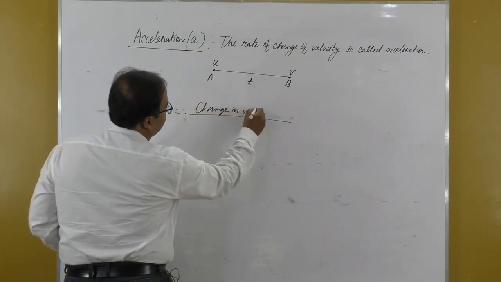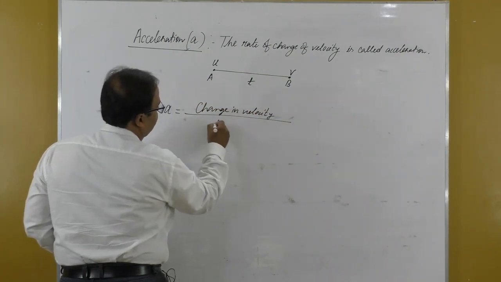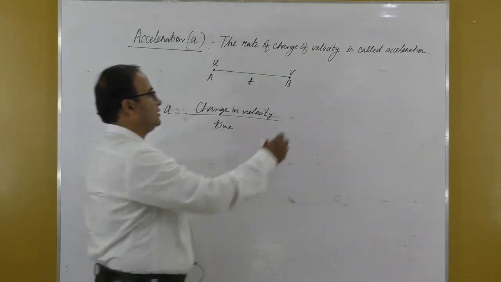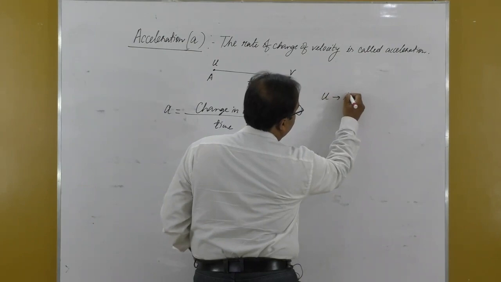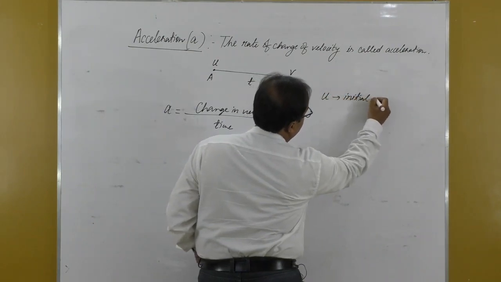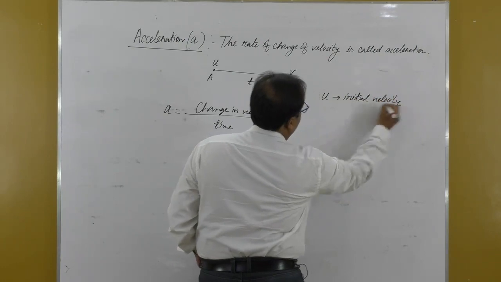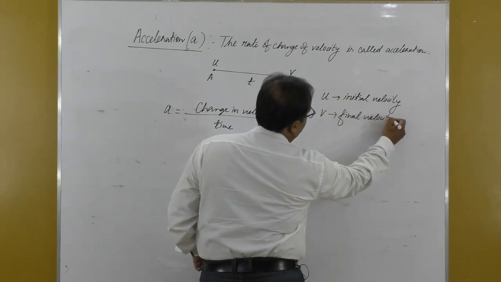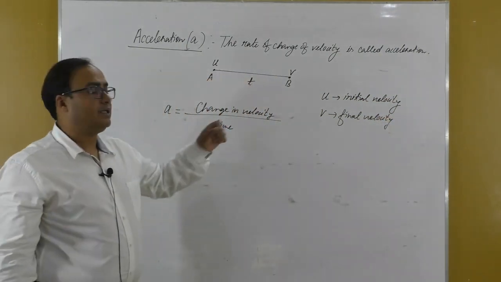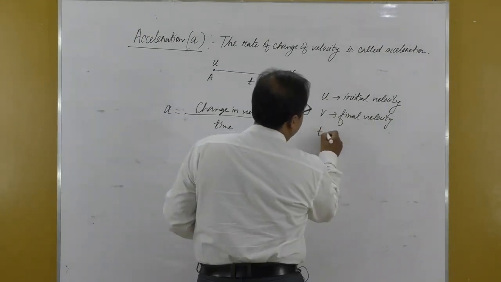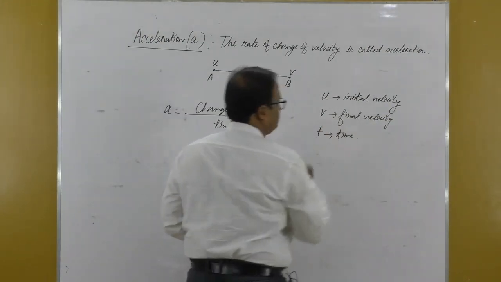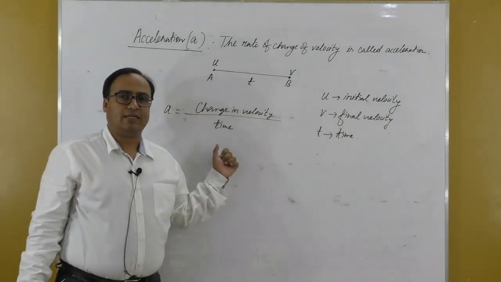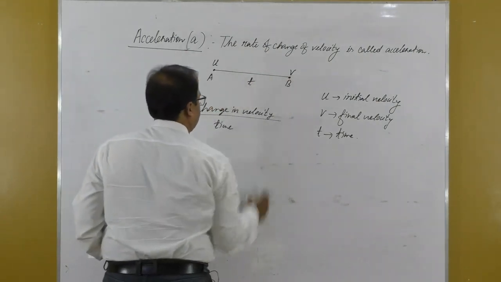change in velocity by time. Change in velocity by time. And here in this explanation, u represents initial velocity, v represents final velocity, and t represents time taken. So, by definition we know that acceleration is change in velocity by time. So, u is initial velocity, v is final velocity.